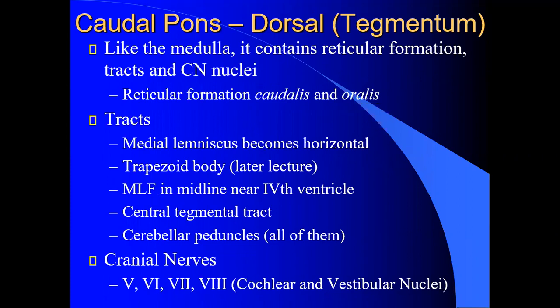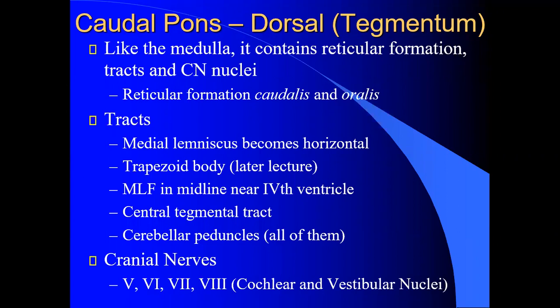And we're going to start with the dorsal pons, the tegmentum of the pons, and then we'll get to basis pontis. It continues what was going on in the medulla. That is, it contains reticular formation, tracts that are ascending and descending, and the cranial nerve nuclei, although, of course, the cranial nerve nuclei are now changing. The reticular formation within the tegmentum of the pons is routinely divided into caudalis and oralis.